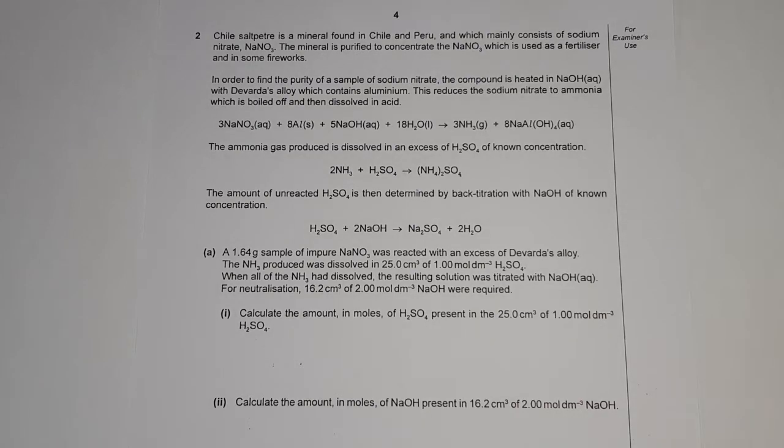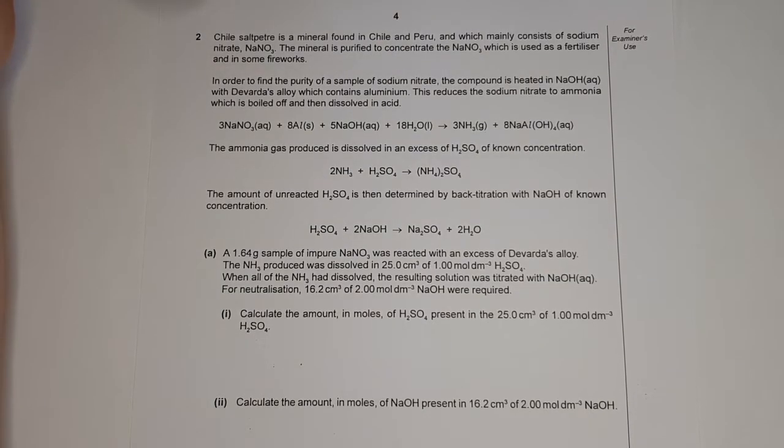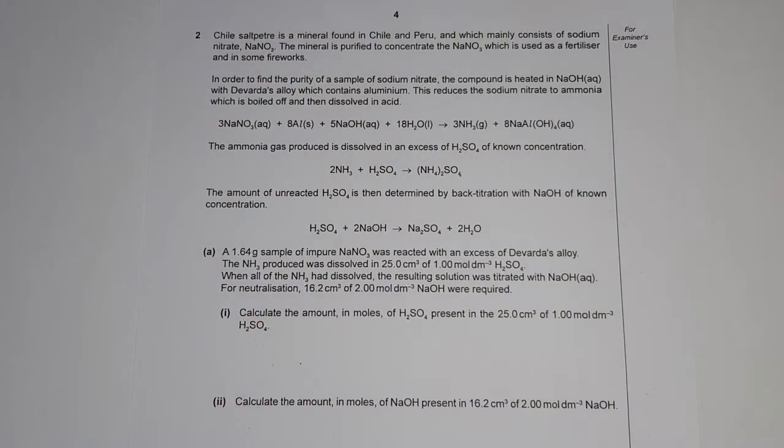Okay, so if we look at this example with the Chile saltpeter, we have that it's found in Chile and Peru, which mainly consists of sodium nitrate. And the mineral is purified to concentrate the sodium nitrate, which is used in fertilizer and fireworks.